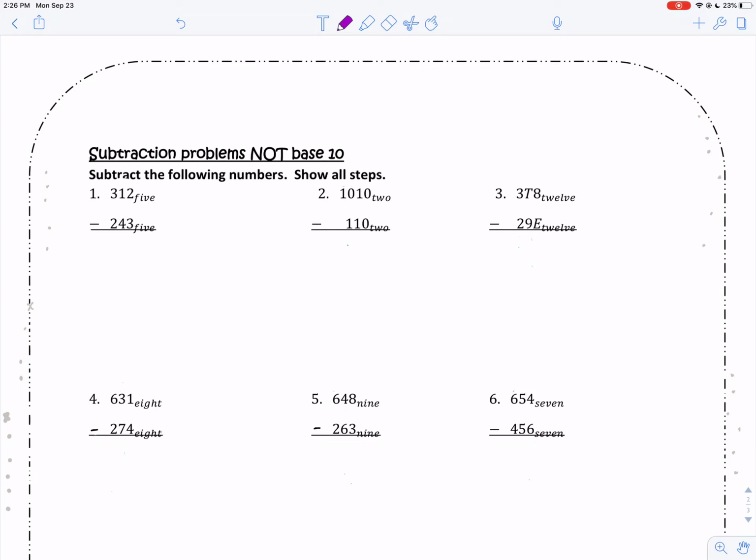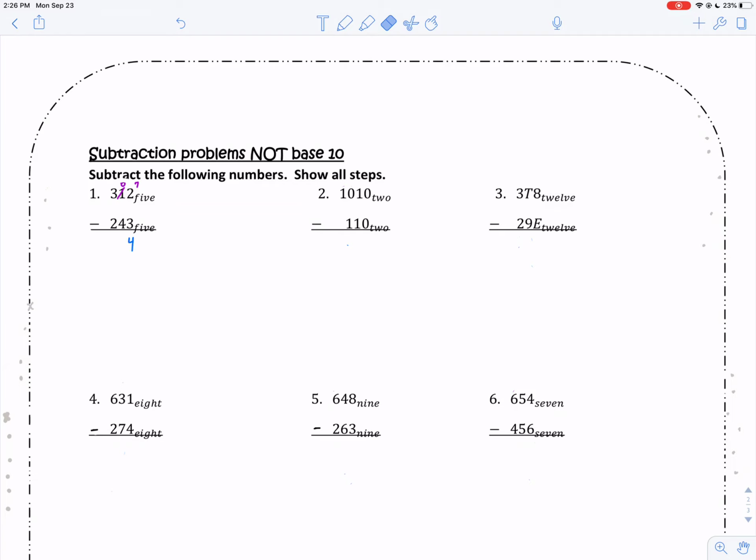So with this very first one, 312 minus 243, I need to take 3 away from 2, which I can't do. So I need to borrow from the 1. Now notice I'm in base 5, so I'm not going to add 10 to the 2. Instead, I'm going to add 5. So 5 plus 2 is going to give me 7. So now I can subtract. 7 minus 3 gives me 4.